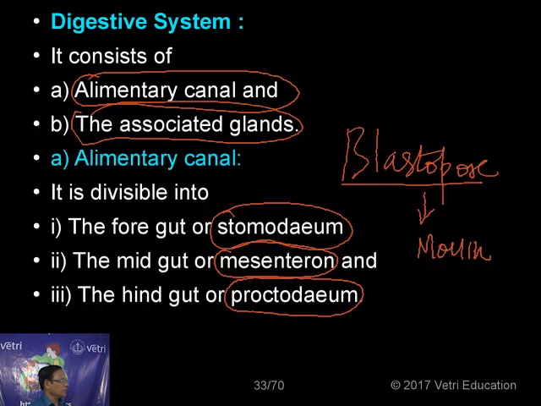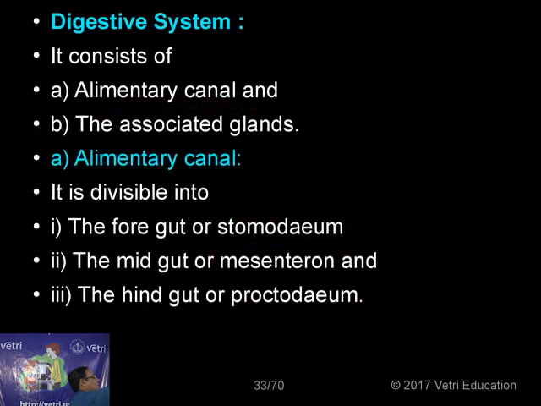Now we have the proctodeum, mesenteron and stomodeum. The first formation is the mouth, followed by the anus. Though the mouth is formed first, the hindgut is formed first, proceeding towards the anterior end. That's why it is called proctodeum, the first formed part of the alimentary canal. This is stomodeum because it is found near the mouth, stoma referring to the mouth. So the first part of the alimentary canal from the anterior end is the foregut, stomodeum, then the midgut, mesenteron, and the hindgut, proctodeum, forming the posterior end of the digestive part.